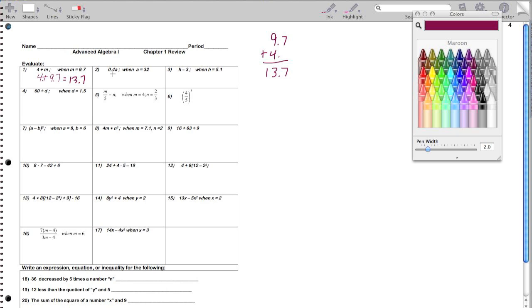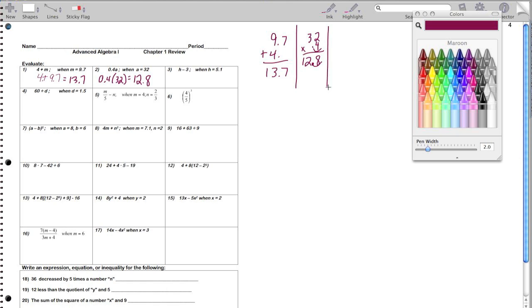Number 2, 0.4 times a. So 0.4, what I'll be looking for is that you substitute in the values for the variables. That's a key part of evaluating. So this one is 32 times 0.4. Here you do not need to line up the decimal points. Just make sure you count over one space, 12.8 is our answer for this one.